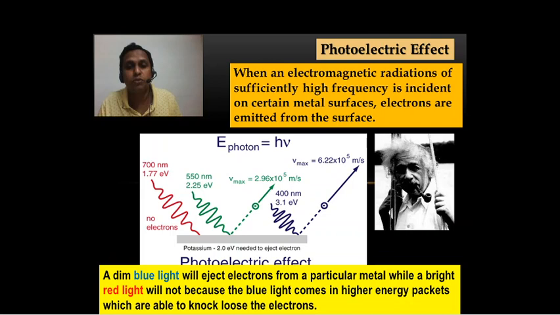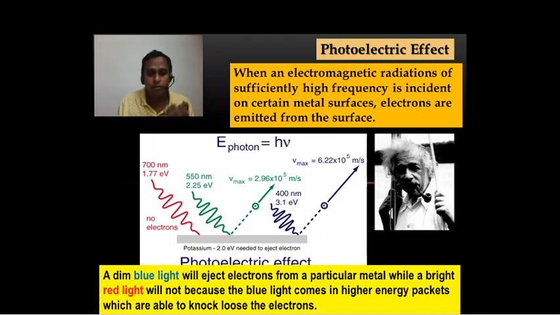Now we are moving to the actual definition of the photoelectric effect. The photoelectric effect states that when electromagnetic radiation of sufficiently high frequency is incident on a certain metal surface, electrons are emitted from the surface. So when light of sufficiently high frequency falls on the metal surface, electrons are emitted. This is what we call the photoelectric effect.